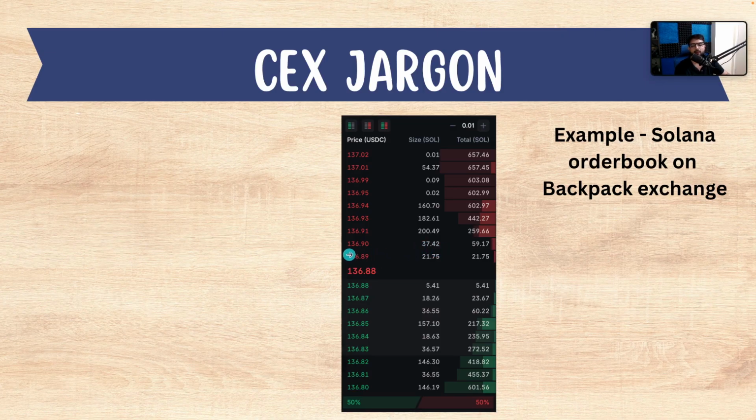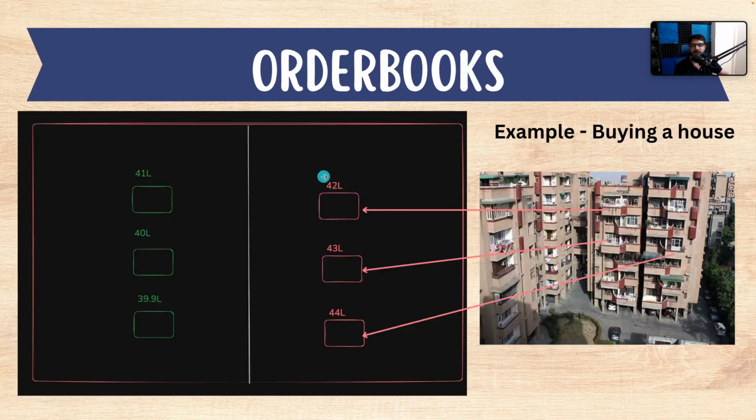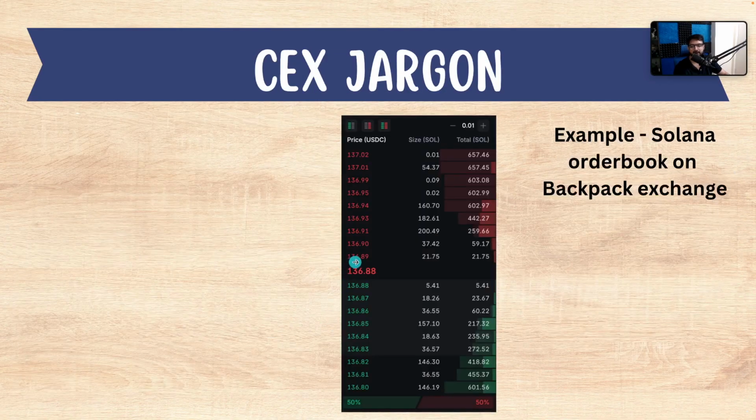37.42 Solana can be bought at 136.90. As you can see, थोड़ा ज़्यादा. It is going up by a bit. Isn't this the same as what was happening here? This person was willing to sell at 42, then 43, then 44. This person is willing to sell at 136.89, 90, 91, 93, so on and so forth. So this is the ask side of the order book. And this is the bid side.